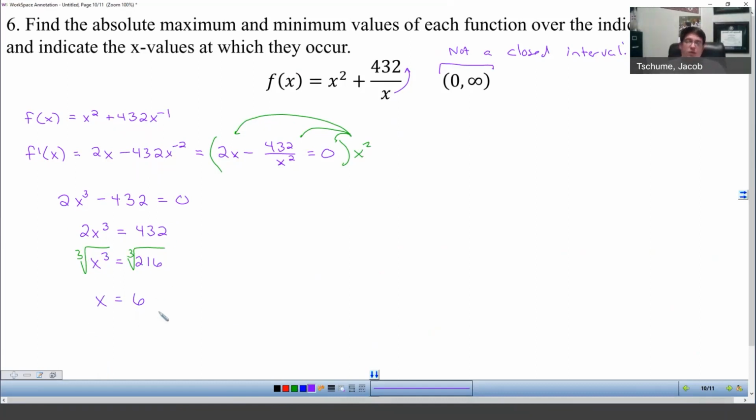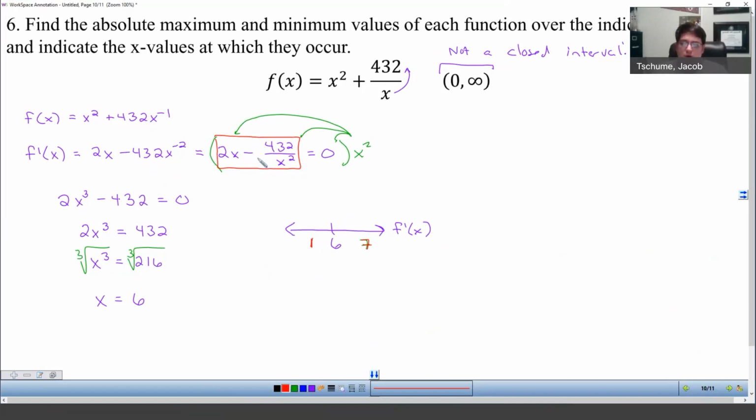Now, you can't throw any critical numbers out unless it was negative, because any number between 0 and infinity is fine. The thing is that I don't know whether this is an absolute max or min, so I'm going to have to resort back to the line test that we did back in section 3.1. So I'm going to plot the 6 right in the middle. I'm going to pick some test values, so let's say 1 and 7, and you're going to plug them into the first derivative that we found up here.